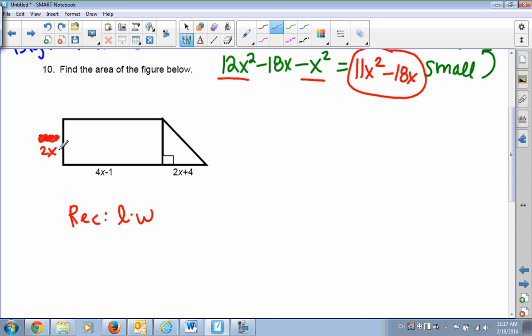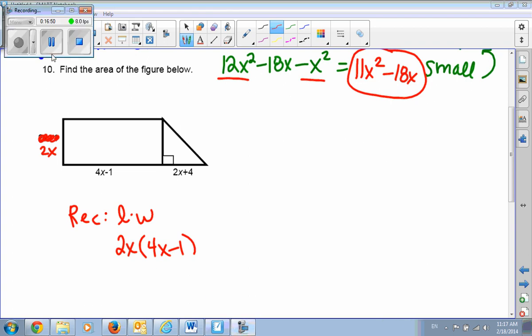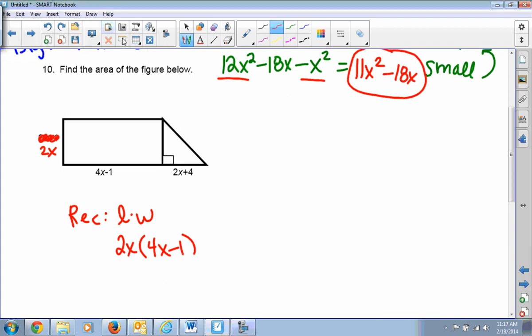Okay, so to find the area of the rectangle, it's length times width, right? So I'm going to put my monomial first, 2x times 4x minus 1. Go ahead and find that for me really fast. Go ahead and multiply. Okay. So 2x times 4x is 8x squared, minus 2x times negative 1 is minus 2x. Great, so that's the rectangle's area.